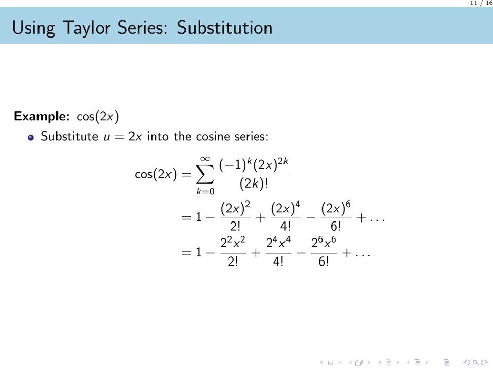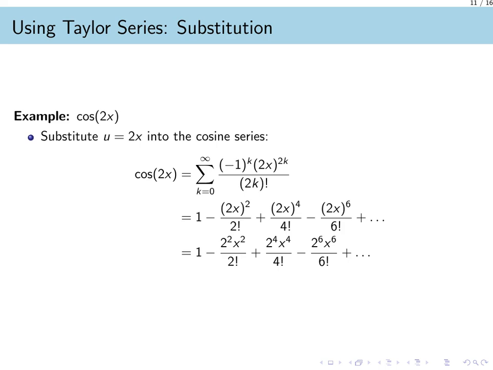We can generate new Taylor series from known ones using a powerful technique called substitution, which saves us from having to calculate all the derivatives of a new function. The principle is straightforward. If you know the series for a function f of u, you can find the series for a composite function f of u of x by simply replacing every u with the function u of x. This new series will converge for all values of x where u of x falls inside the original series interval of convergence. Let us apply this to find the series for cosine of 2x.